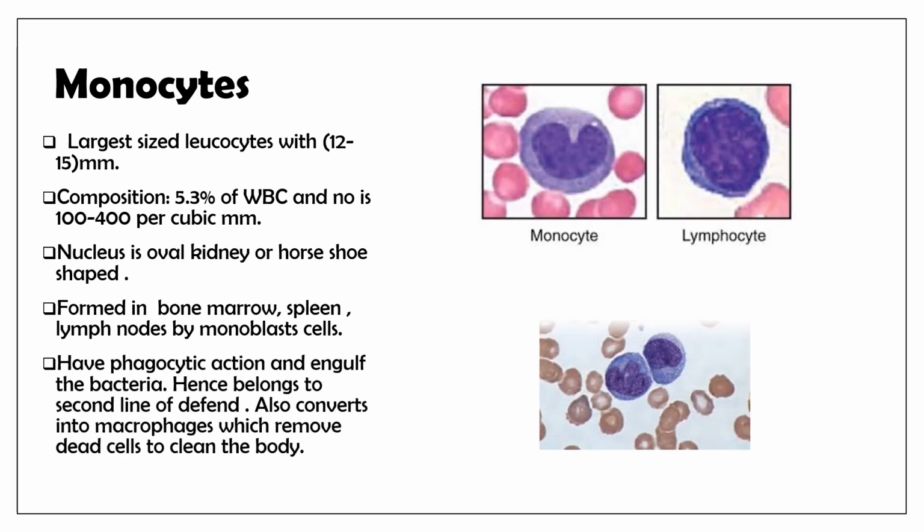It is formed in the bone marrow, the spleen, and lymph nodes, etc., by monoblastic cells. It has phagocytic action and engulfs the bacteria, hence belongs to the second line of defense. Also it converts into macrophages, which remove the dead cells and clean the body. So this is the largest sized monocyte, and you can see this type of monocyte inside the blood smear.